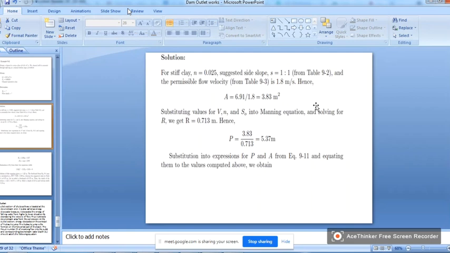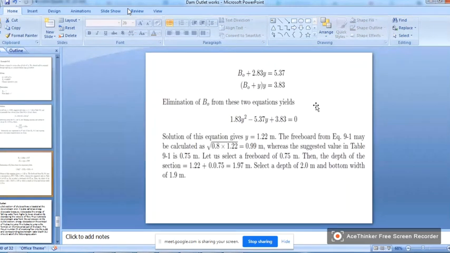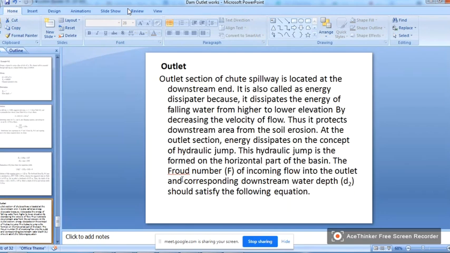So this is the way you have to design the channel section. Is it understood? Yes, sir. Right. Like this, you will get one equation, B plus 2y, this is one and this is one. Solving these two, you will get y is equal to 1.22, and if you substitute y, B also we will get as 1.9 meter.